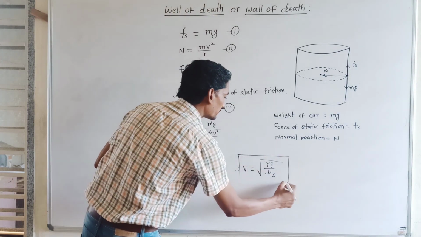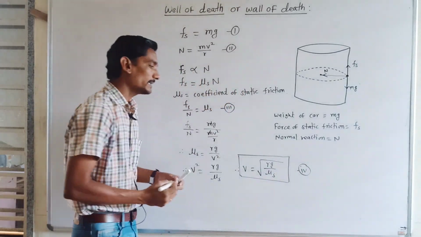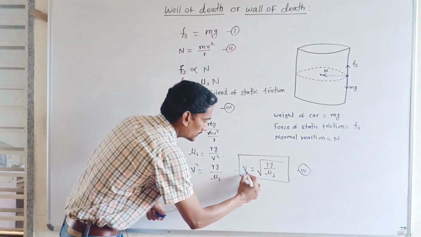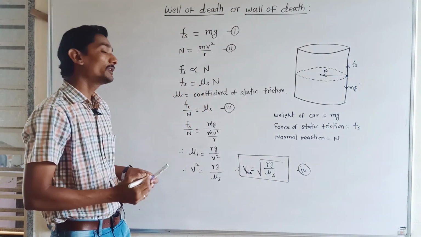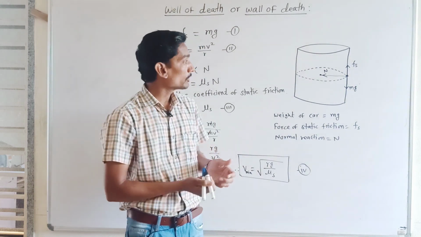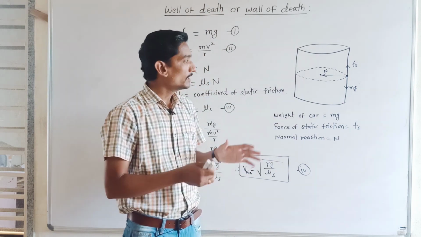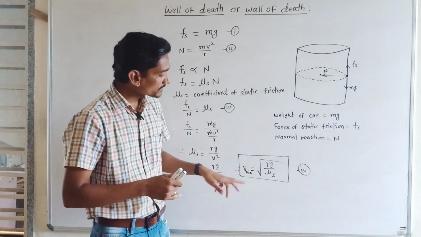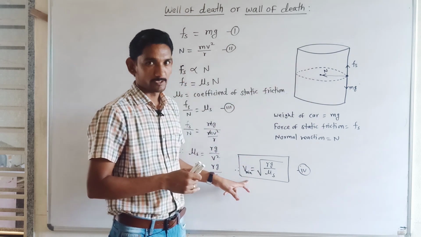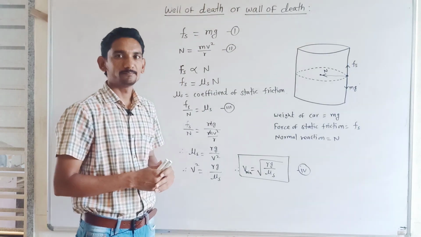So this is the limiting velocity, or the minimum velocity, with which a vehicle can be safely driven along the wheel of death. The performer must drive his vehicle with this velocity. So this is the wheel of death. Thank you.